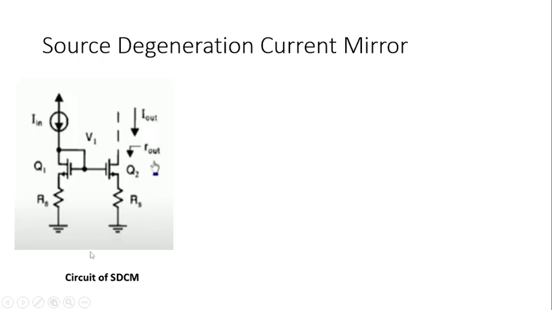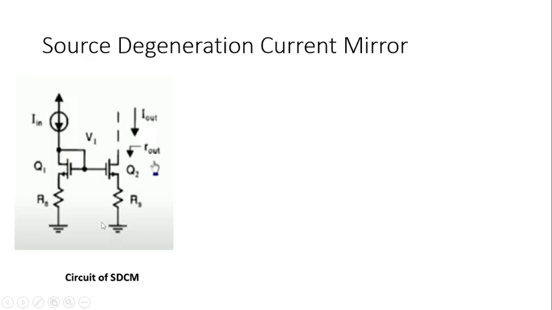So next we have the source degeneration current mirror. This is the circuit of the source degeneration current mirror, and this is your RS. To further increase your resistance, these two resistances are the source degeneration, and this is your current mirror. The reference current connected from your Q1, which is diode connected, is going to be replicated at Q2, and this is the source degeneration resistance.